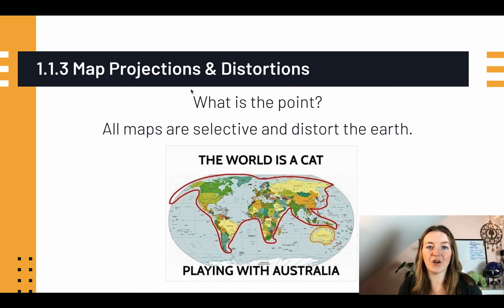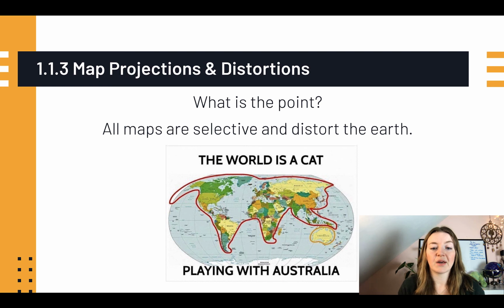Alright, so what's the point? Basically, what we want to know out of all of this is that all maps are selective. We are selecting to put in certain information. We are selecting to tell it in a certain way. We have purposes. Because we're looking at flat surfaces, we are distorting the Earth in some way, distorting the image of the Earth in some way. The best way to look at the world is on a globe, but globes are really hard to carry around, so it makes it a little bit inconvenient.